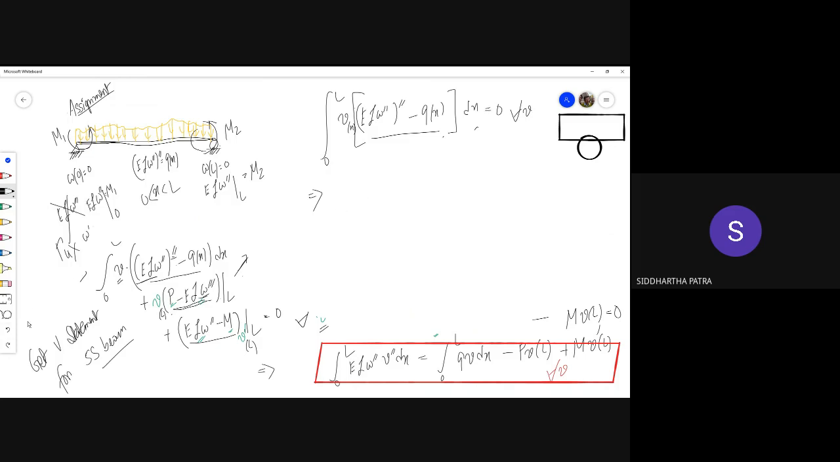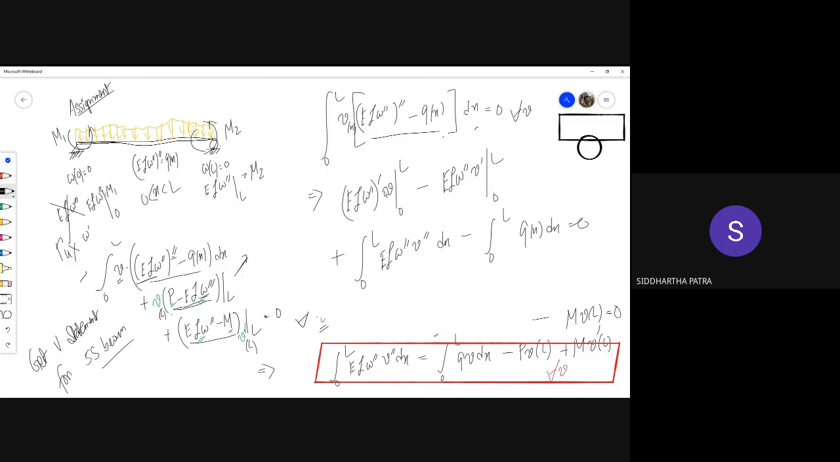So the first term would be EI W double prime single prime, because this is the one that I'm integrating, times V from 0 to L, minus, and I'm skipping one step here and doing the second set of integration by parts, which would be EI W double prime times V prime evaluated at 0 and L, then plus integral 0 to L EI W double prime V double prime dx, minus integral 0 to L Q of X dx equals 0.